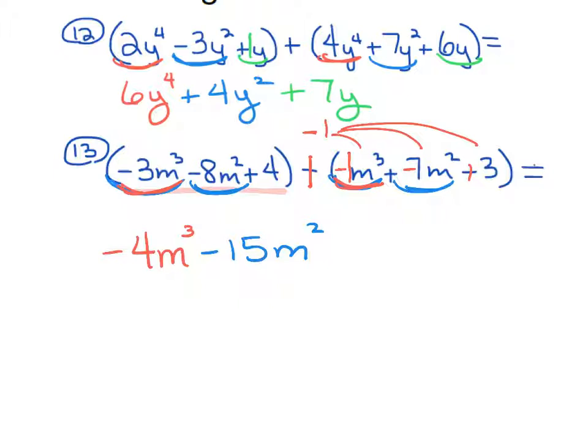Notice the variable exponents are staying the same. I'm just adding and subtracting coefficients. And then lastly, the constant, 4 plus 3, and I get 7. And again, my answer ended up in standard form. Good? All right. Let's try 2 more examples. And we're finished.